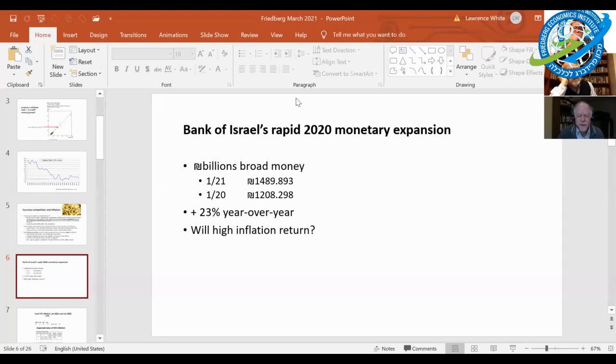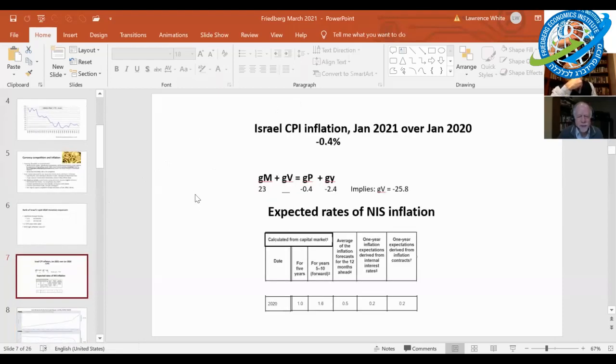Now, if you just looked at that and assumed everything else was constant, you would have to predict 23% increase in the inflation rate. Fortunately, other things aren't equal. If you look at the most recent figures for inflation, it was actually negative between those two points, January 2020 and January 2021. How is that possible to have negative inflation with 23% money growth? Well, this is a rare case where you had a big change in velocity. You had implied more than 25% shrinkage in velocity.